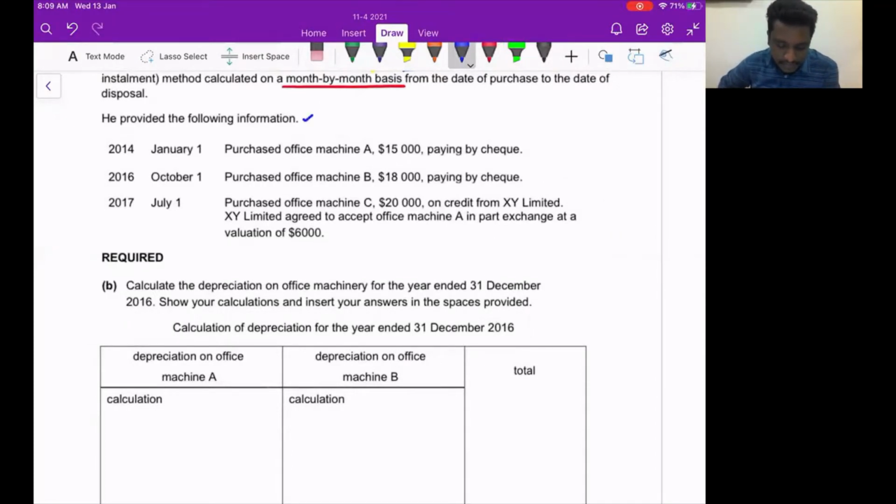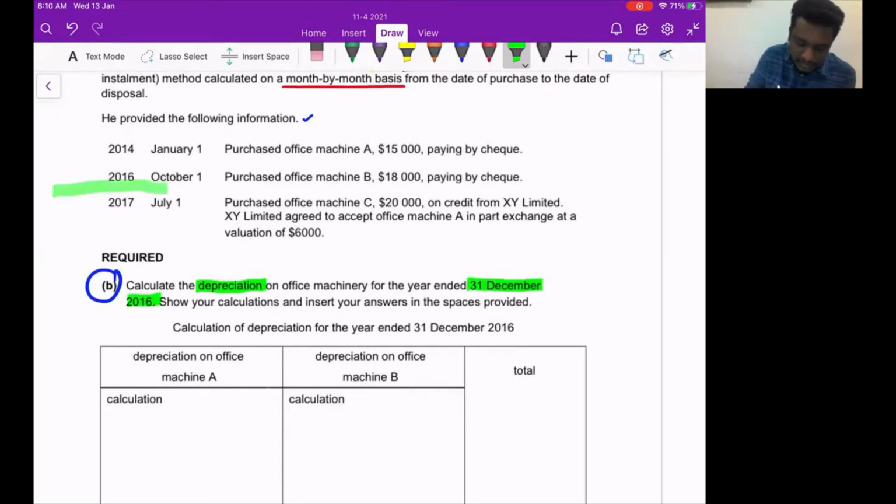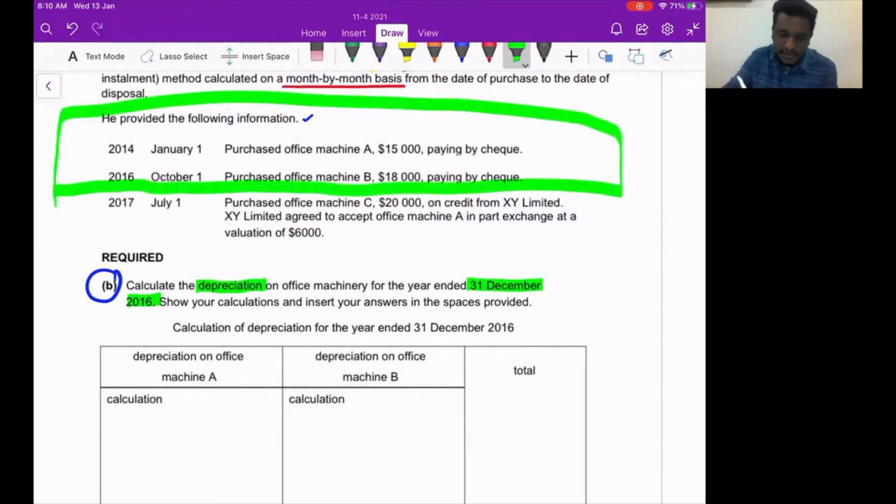He provides the following information. 2014, January 1, purchase office machine A, 15,000 paying by check. Good. 2016, October 1, purchase office machine B, 18,000 paying by check. Good. Now I want to answer question B. This question B asked me to calculate the depreciation on the 31st December 2016. So what I'm going to do is I stop here first. Let me include this one only for my 2016.